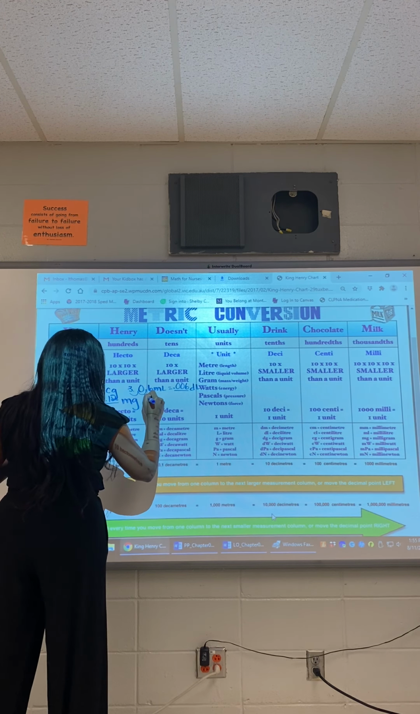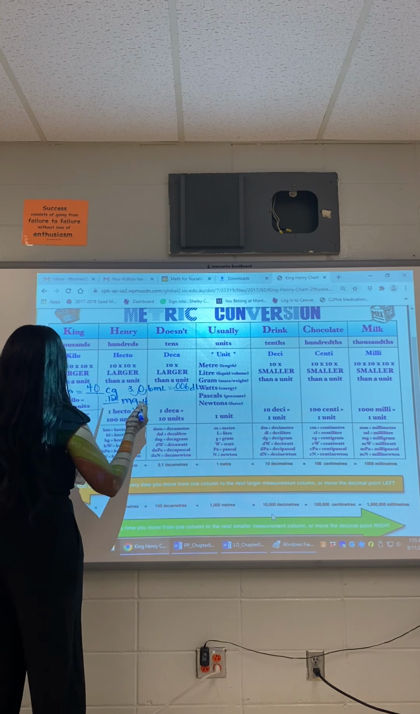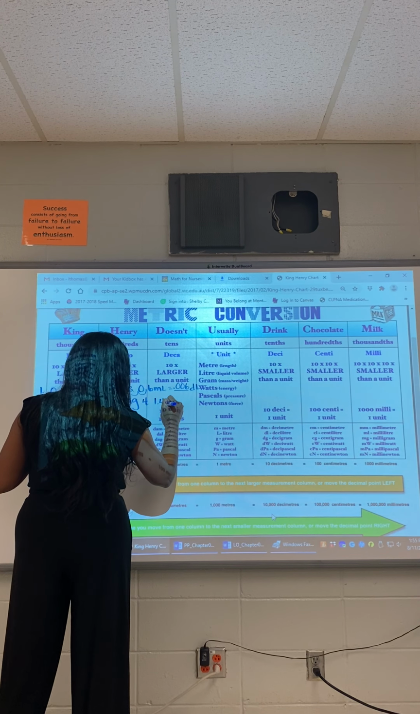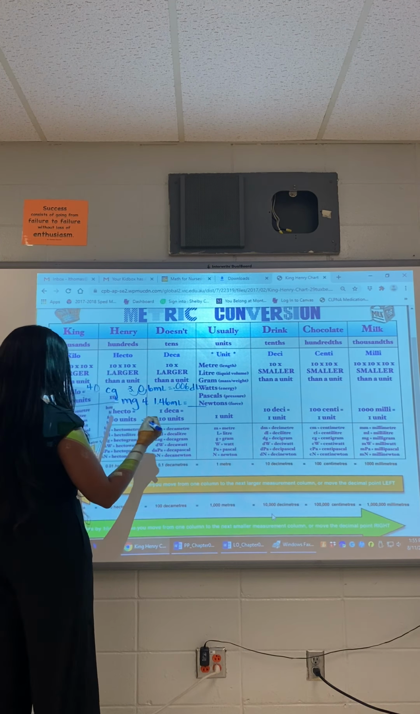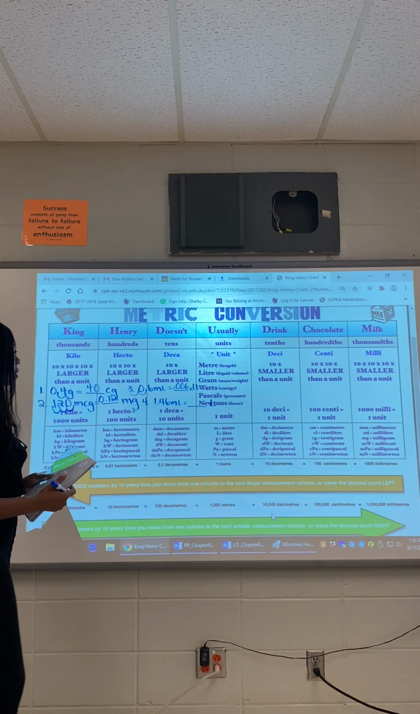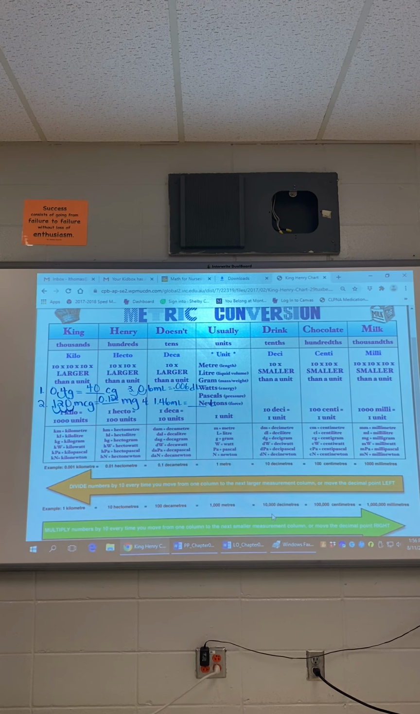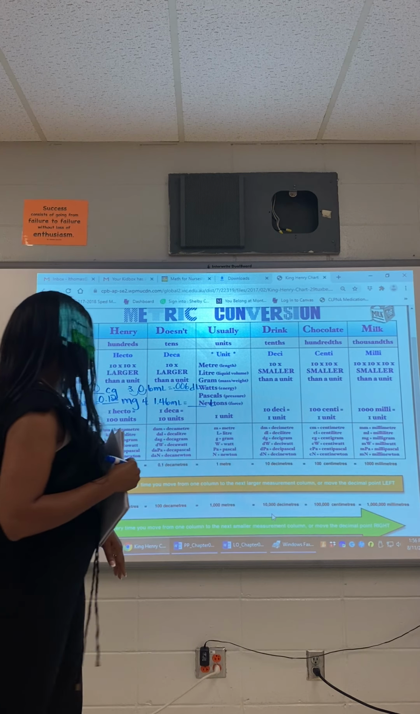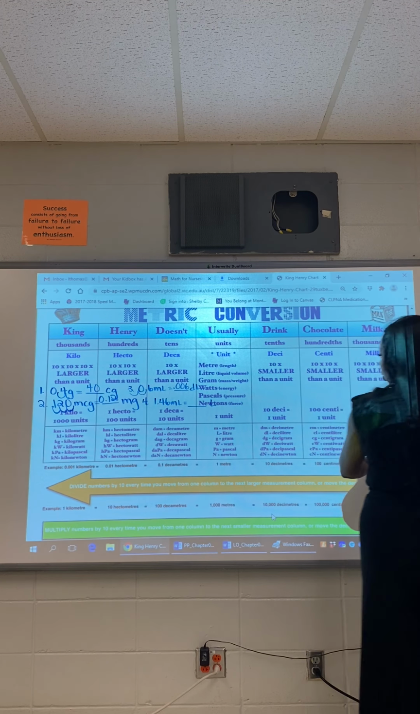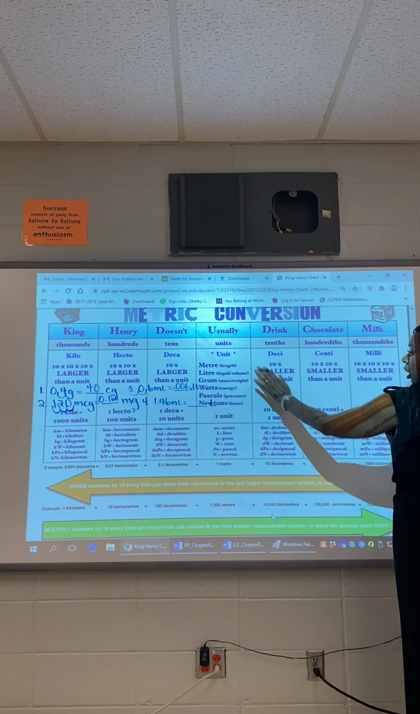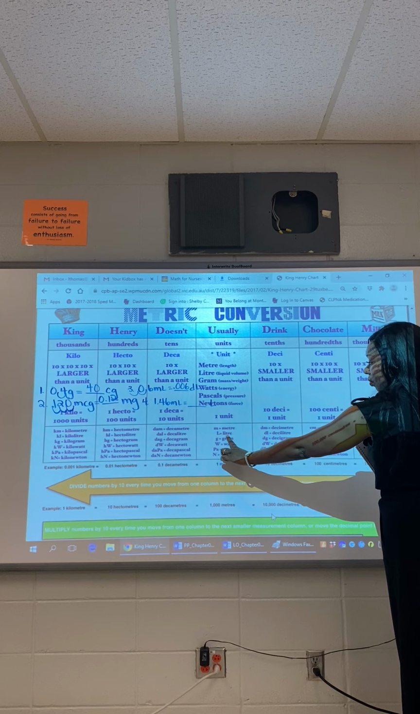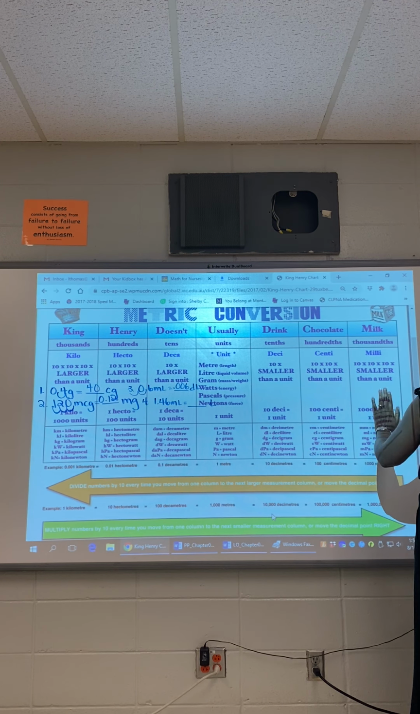Let's try number 4. Is 1.46 milliliters equals how many liters? How many liters? First let me find what milliliters is. I'm over here in this category. Well, Ms. Thomas, where would liter be? How would I find that? I don't see that anywhere. It's under units. All of this falls under the same unit. Liter is right here.